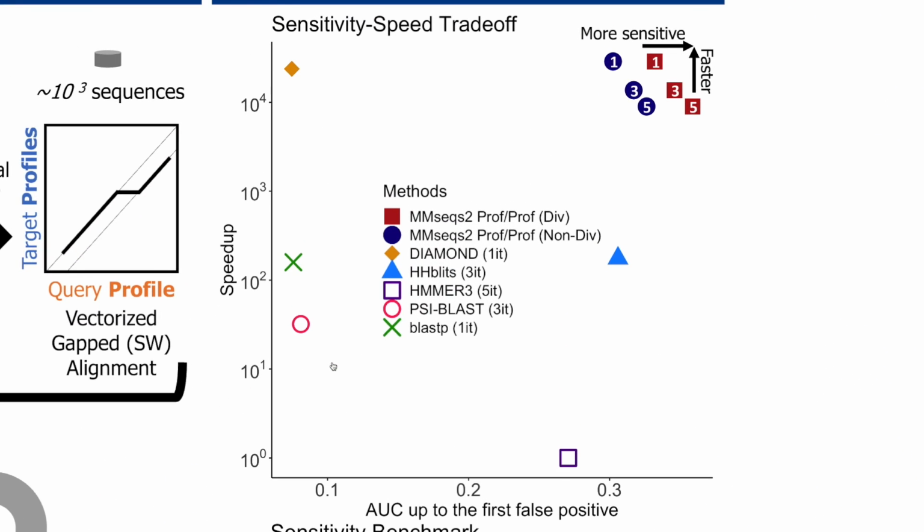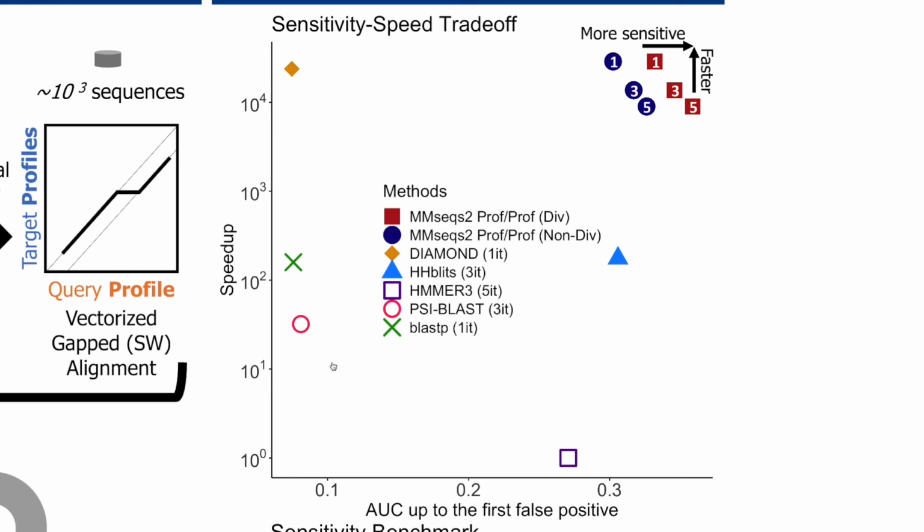The first plot here illustrates the sensitivity-speed trade-off of each tool. We took HMMER as our baseline for comparisons. The more right your point goes, the more sensitive it is, and the higher your point goes on the y-axis, the faster it is. Div indicates the diverse profiles, and the number indicates the number of iterations in the legend. As clearly seen here, MMseqs2 profile searches using both diverse and non-diverse profiles outperform the rest. MMseqs2 profile matches HHblits sensitivity in the third iteration for non-diverse profiles, and in the first for diverse profiles.